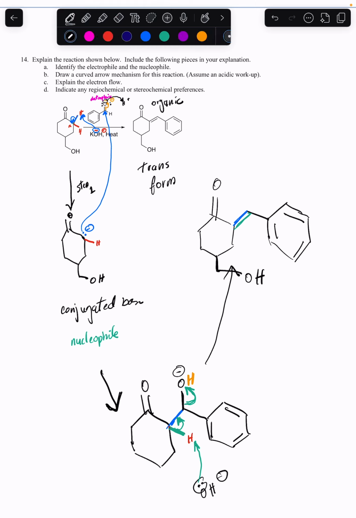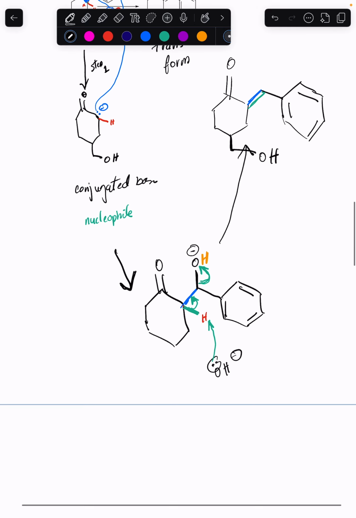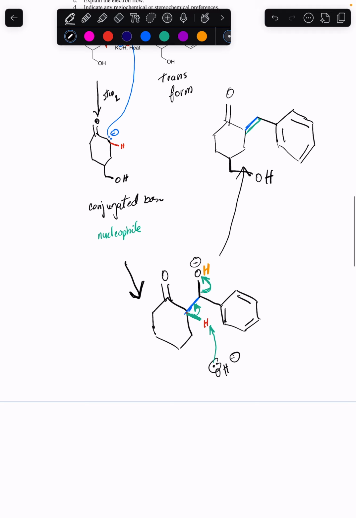The reason why the trans form is the major or dominant form is that there is less steric hindrance between them. If they were in the same plane, there would be more steric hindrance, hence it's harder to form. That's why the trans form is the major form. This reaction is called an aldol condensation reaction.